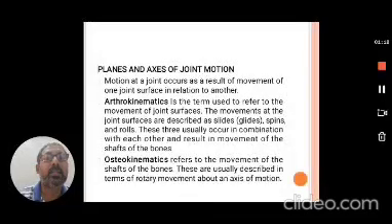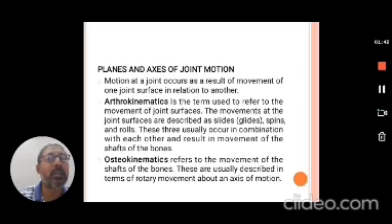Hello everyone, this is the continuation video of Goniometer, and in this video we are going to study about planes and axis of the joint motion. Before entering into the axis and joint movement, we need to know about osteokinematics and arthrokinematics of a joint. Osteokinematics are the movements which happen between the shafts of the bones, and arthrokinematics is the movement which is happening at the joint surfaces.